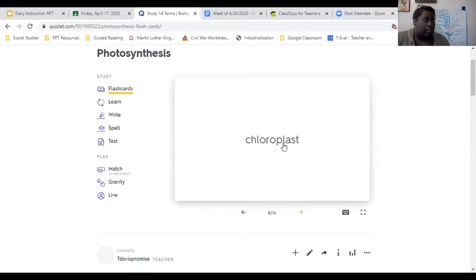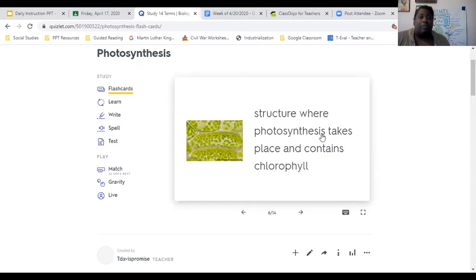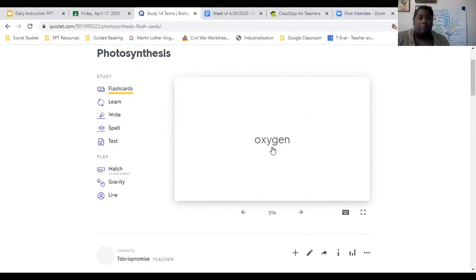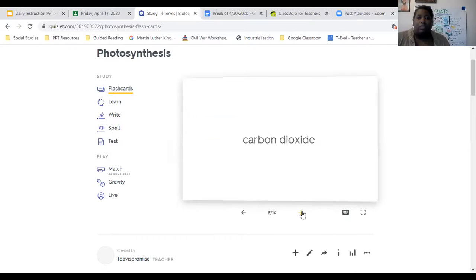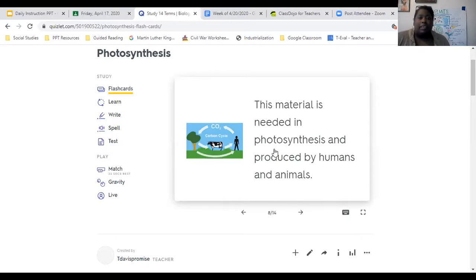Chloroplast, my turn. Chloroplast, your turn. Chloroplast is a structure where photosynthesis takes place and it contains the chlorophyll, that green pigment we were just talking about. My turn, oxygen, your turn. So oxygen is an important byproduct of photosynthesis in which animals need to breathe. My turn. Carbon dioxide, your turn. Carbon dioxide is a colorless, odorless gas. It's a material needed in photosynthesis and it's produced by humans and animals.